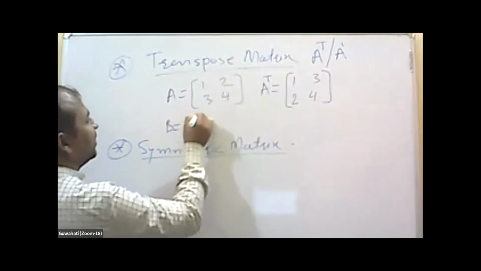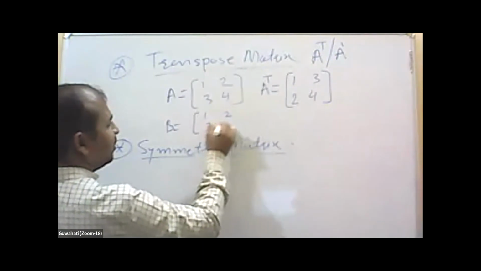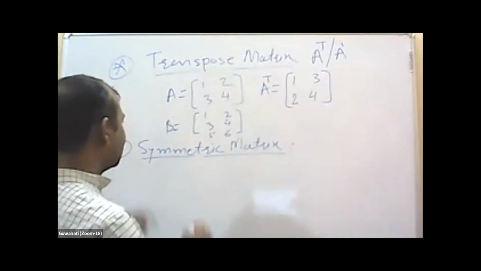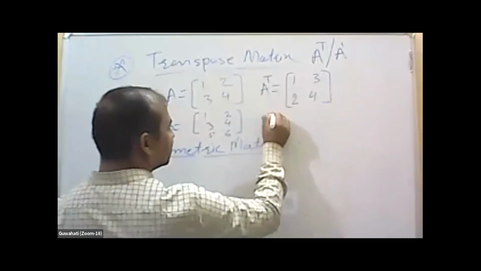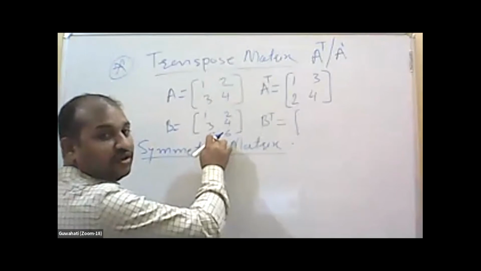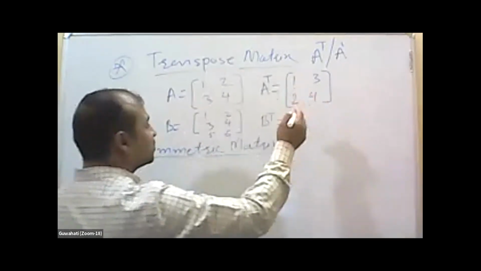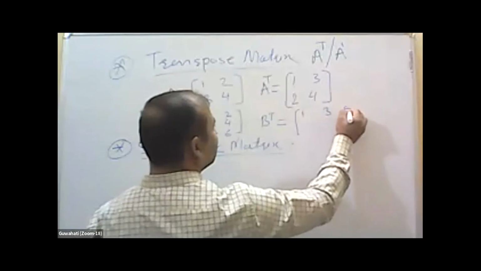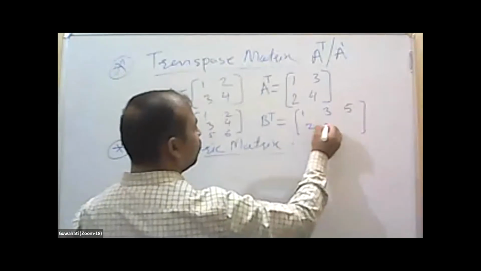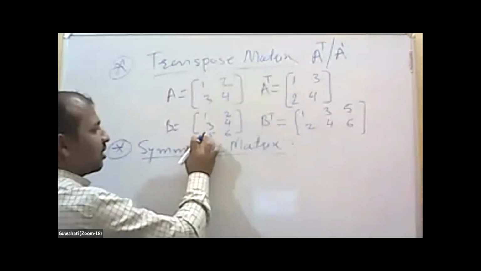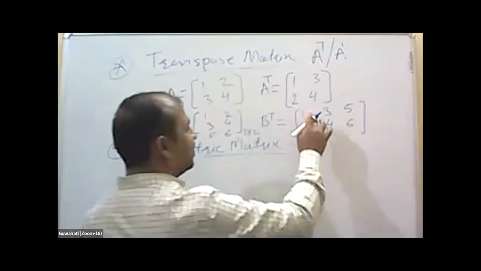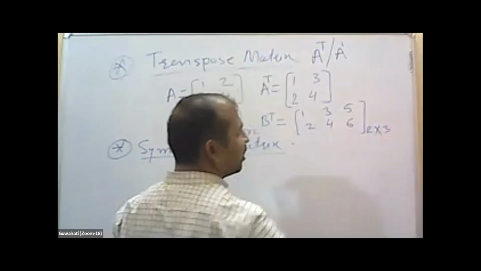Suppose another example is like this: 1, 2, 3, 4, 5, 6. Suppose this matrix is there. If you want the transpose of this, you can check how it will change. The first column will convert into the first row, so 1, 3, 5. And the second column will convert into the second row, 2, 4, 6. What was the order here? 3 rows, 2 columns. So what happened here? 2 rows, 3 columns.